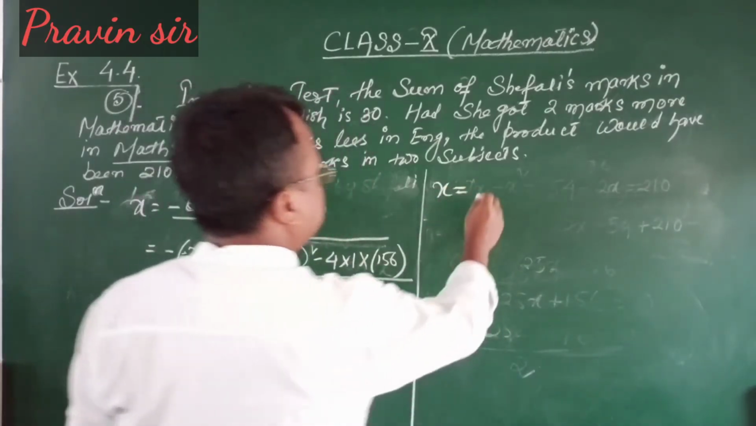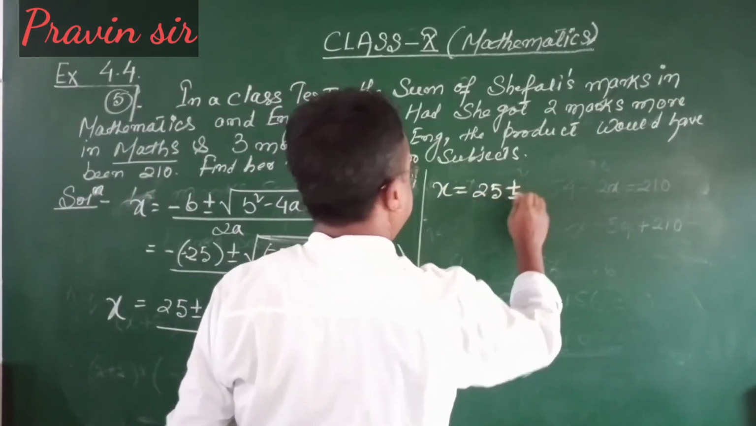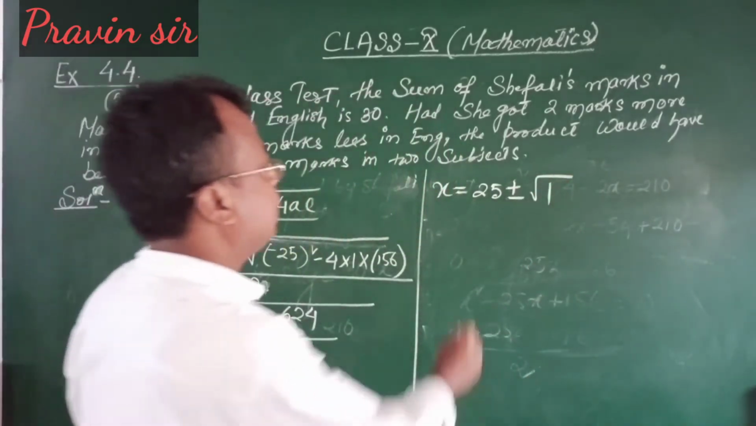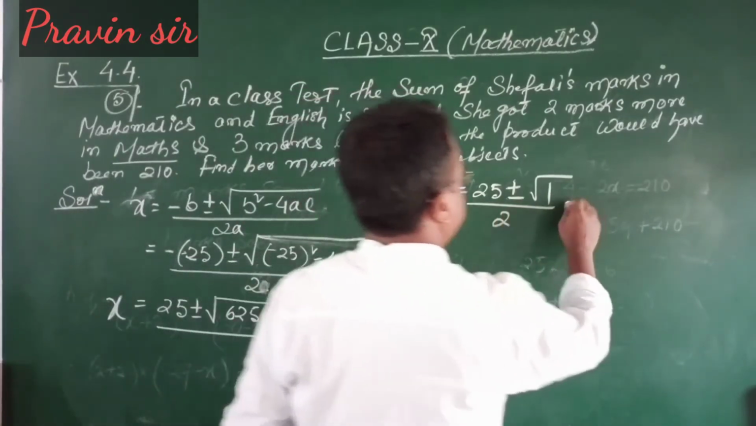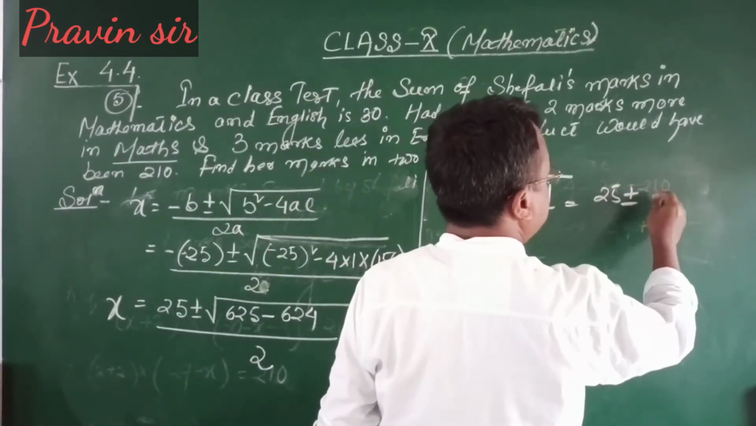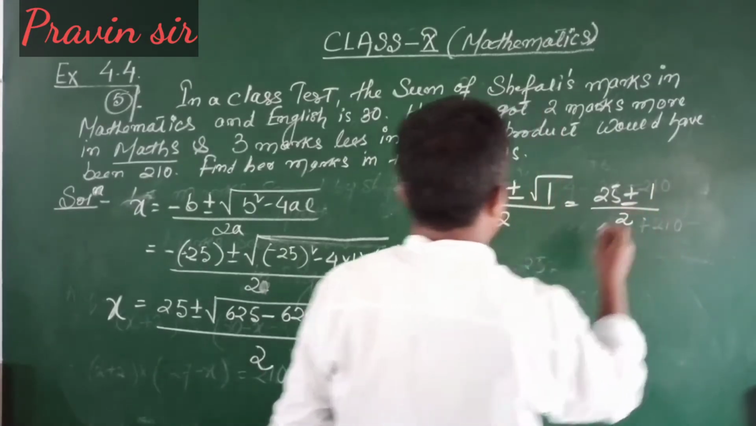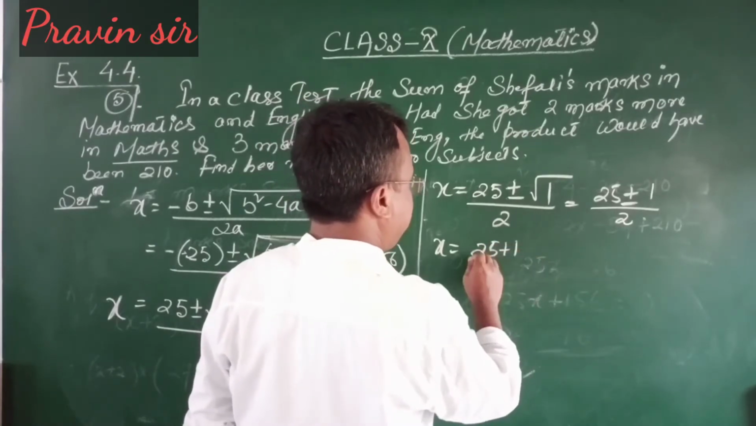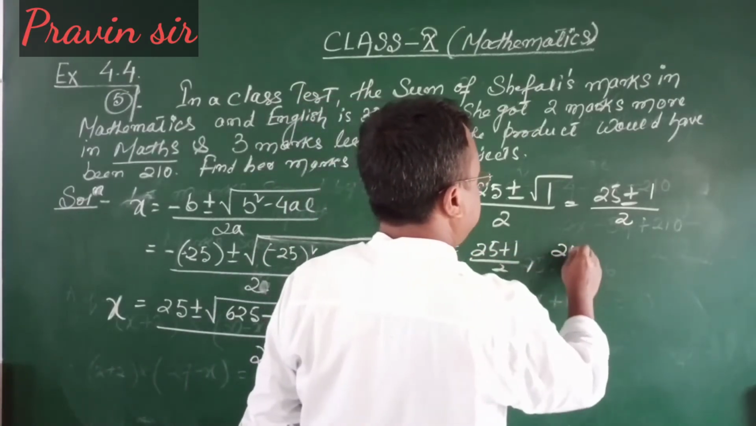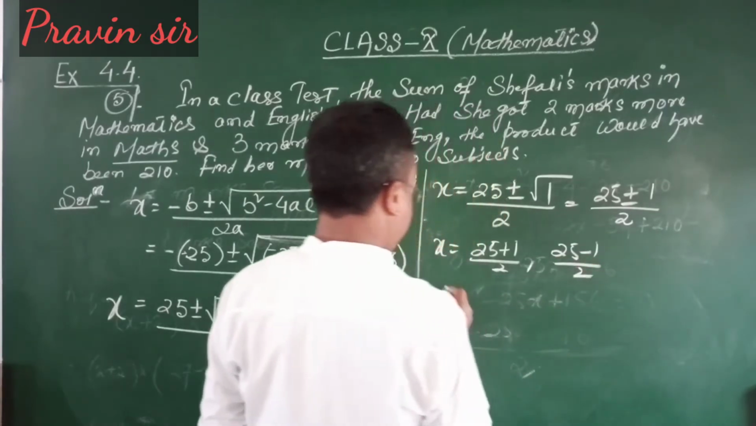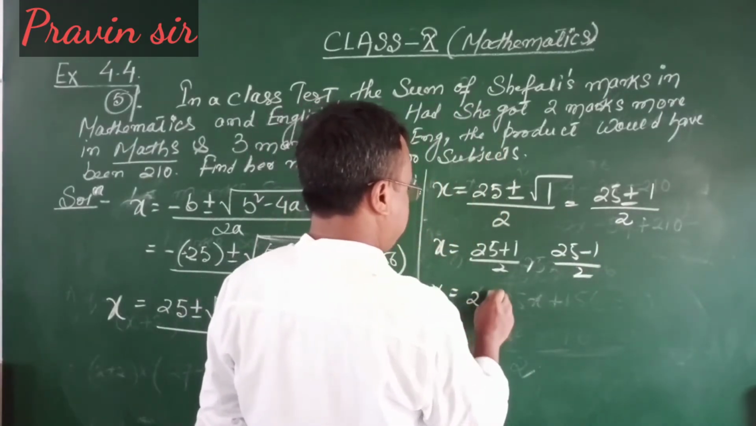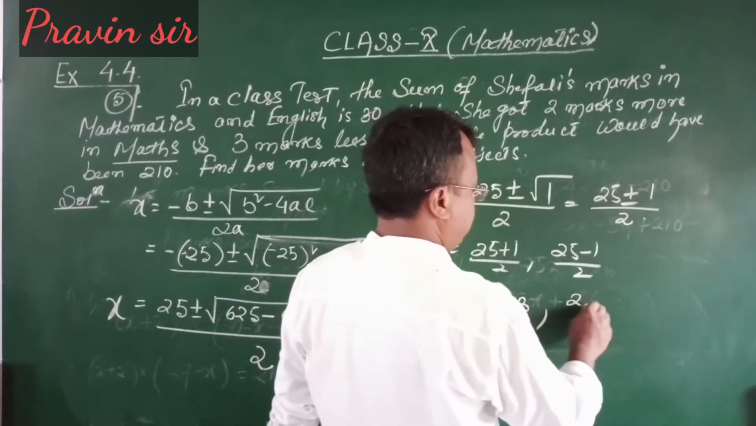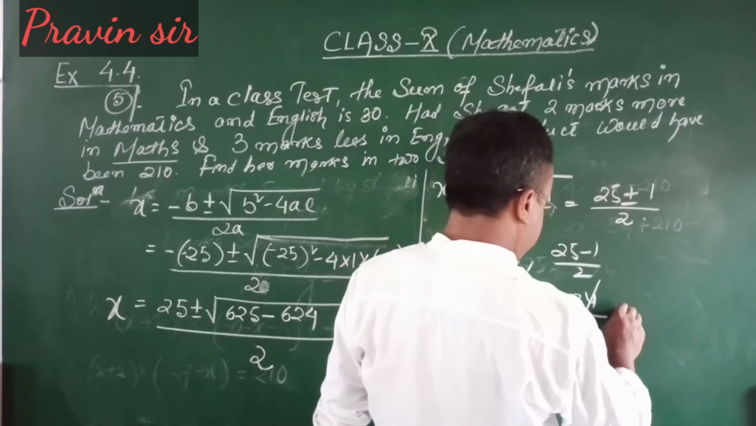So now x is equal to 25 plus minus root over 625 minus 624, it is 1. So divided by 2. So we got 25 plus minus square root of 1 is 1, divided by 2. So we got x is equal to 25 plus 1 by 2, and another one is 25 minus 1 by 2. So what we got? x is equal to 26 by 2. So if you cancel, you will get 13. And 24 by 2, if you cancel, you will get 12.